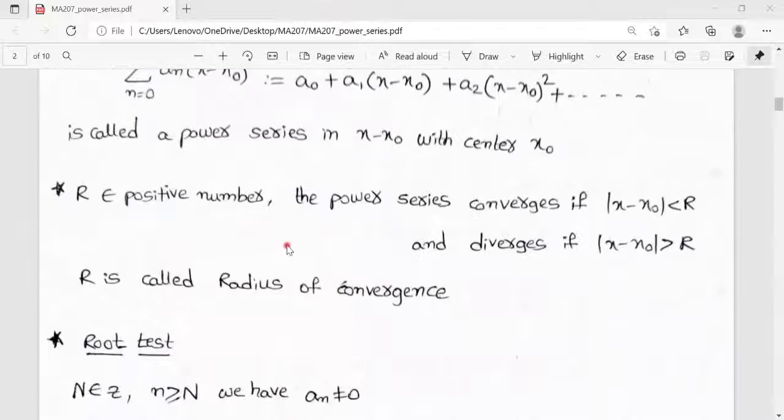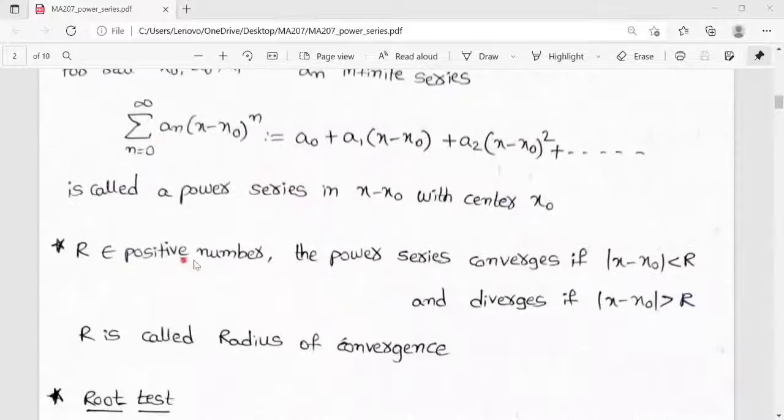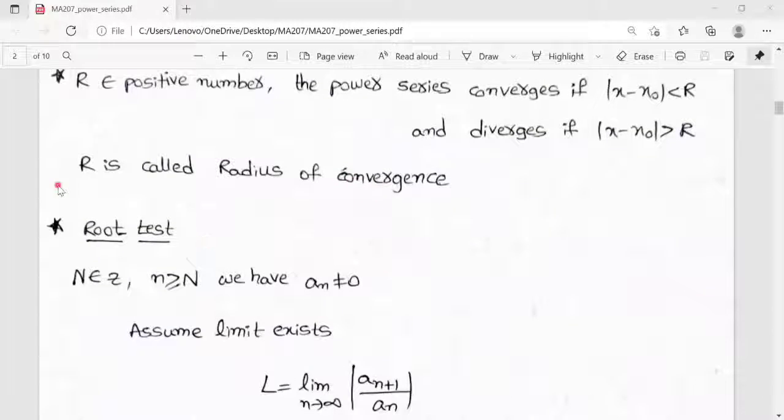If we substitute a value of x into this power series, the sum may be finite or it may be infinite. It is finite in this interval and infinite in this interval. So this region is known as the interval of convergence, and this R is called the radius of convergence. How do we find the radius of convergence?